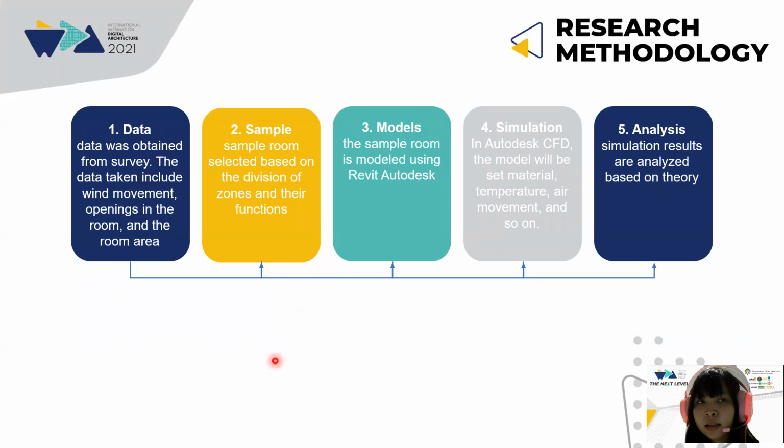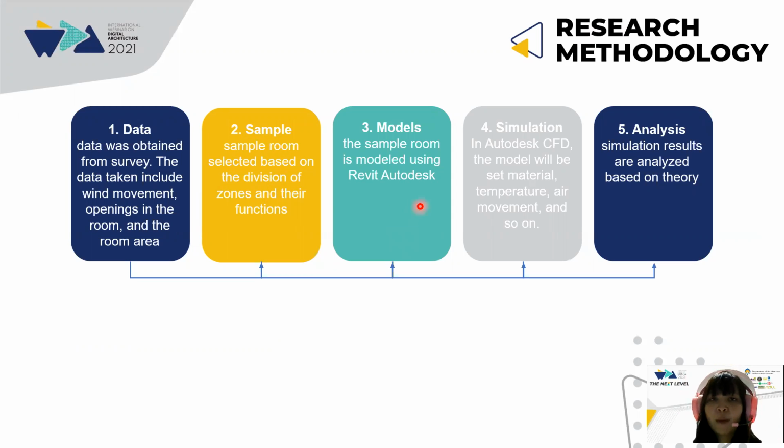Okay, next, this is the research methodology. First, we collect data. Data was obtained from the survey. The data include wind movement, temperature, openings in the room, and the room area. The second is samples. Sample rooms were selected based on the division of the zone and their function.